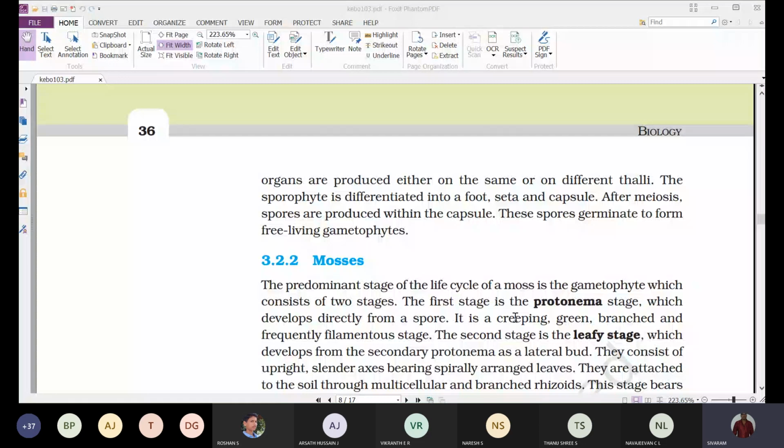Anybody is having any doubt regarding the liverworts? Oh, sir.